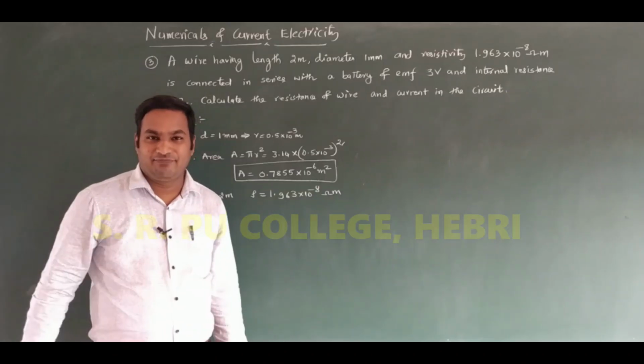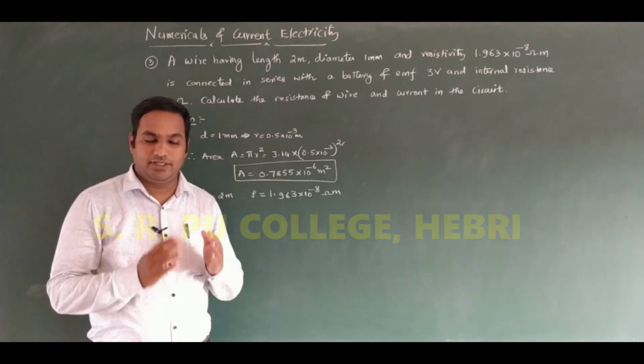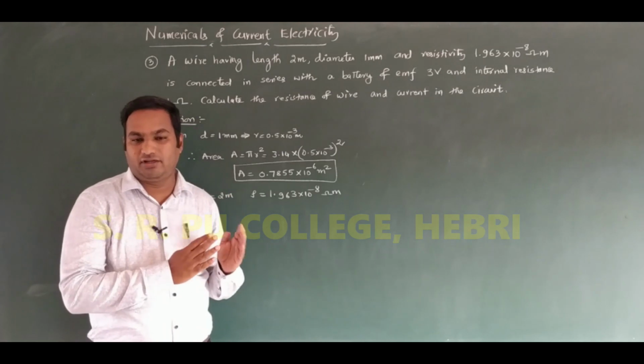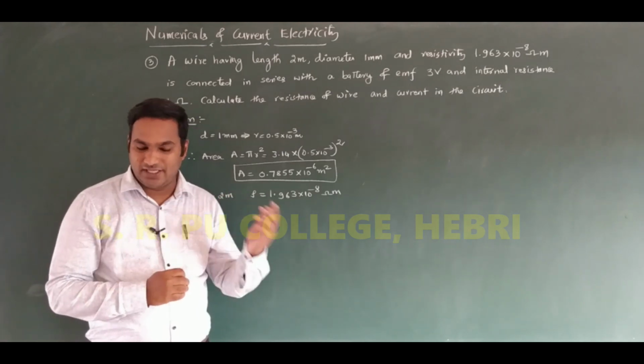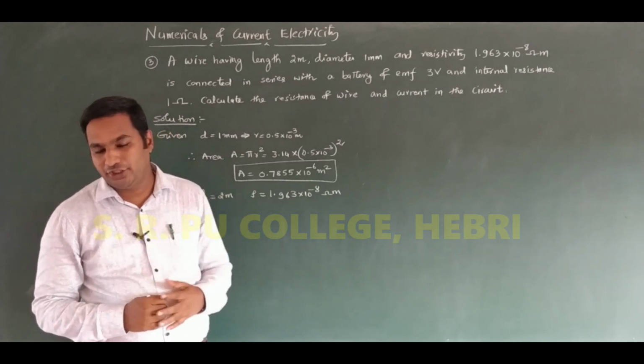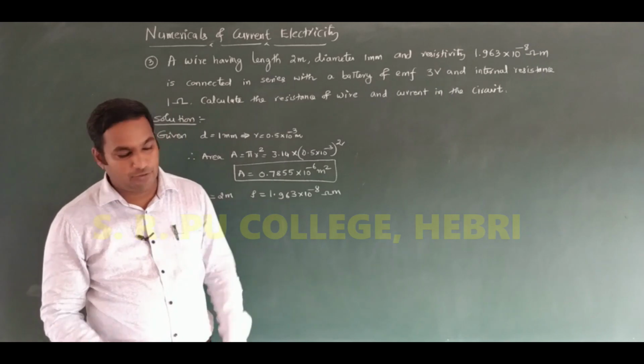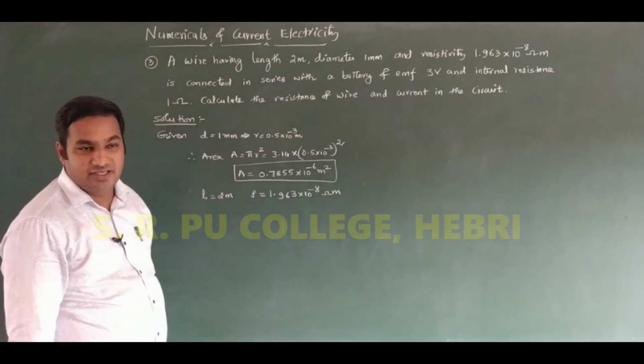Dear students, in our last video we learned two important numericals mainly related to electric current drawn from the cell as well as internal resistance. Related to that we learned two important numericals. We'll do the continuation of this. Today we start with the third numerical. The third numerical is given like this.